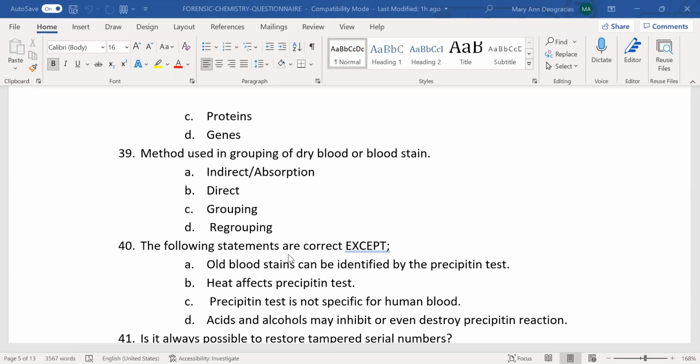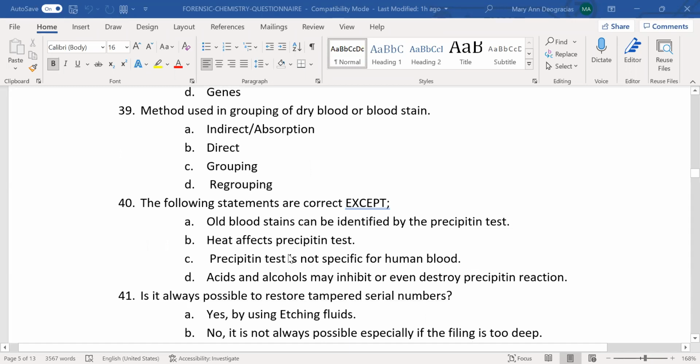Next, number 40. So ang answer natin sa 39 is letter A. Number 40, the following statements are correct except, okay, A, all blood stains can be identified by the precipitin test. B, heat affects precipitin test. C, precipitin test is not specific for human blood. D, acids and alcohols may inhibit or even destroy precipitin reaction. Anong sagot sa number 40? Okay, letter C, because it's really precipitin which is already a specific test for human blood.